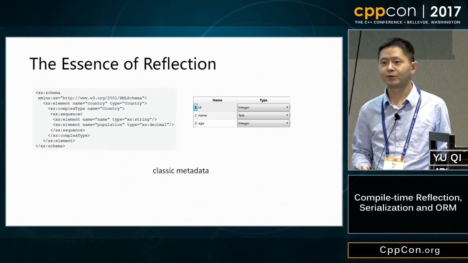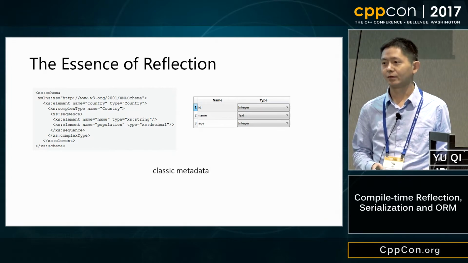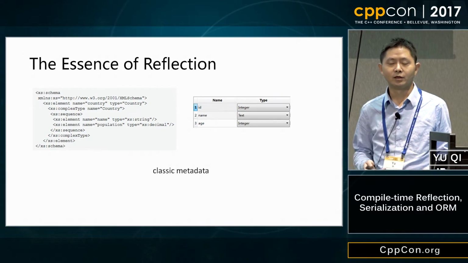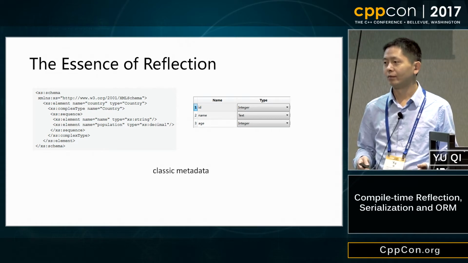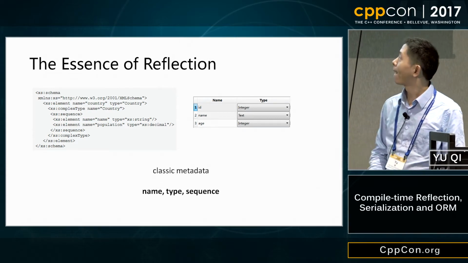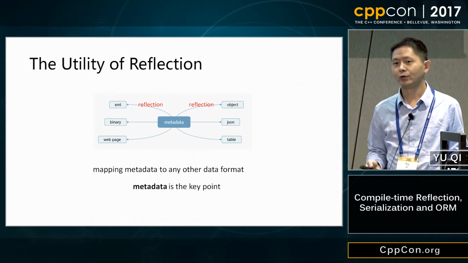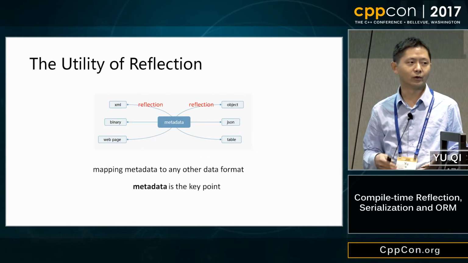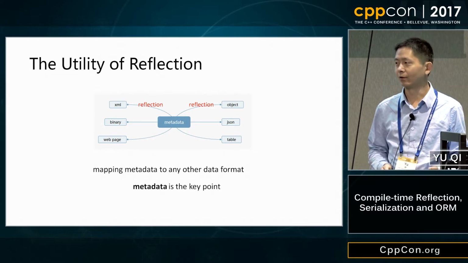Look at the picture. The left picture is an XML schema. The schema defines the XML elements, name, type, and the sequence. The right picture is a data table. The table also defines the fields, name, type, and sequence. If we get the metadata, we can do some interesting things. For example, we can transform the metadata to JSON, XML, or some other format. Of course, we will use reflection to map the data. And metadata is a key point.